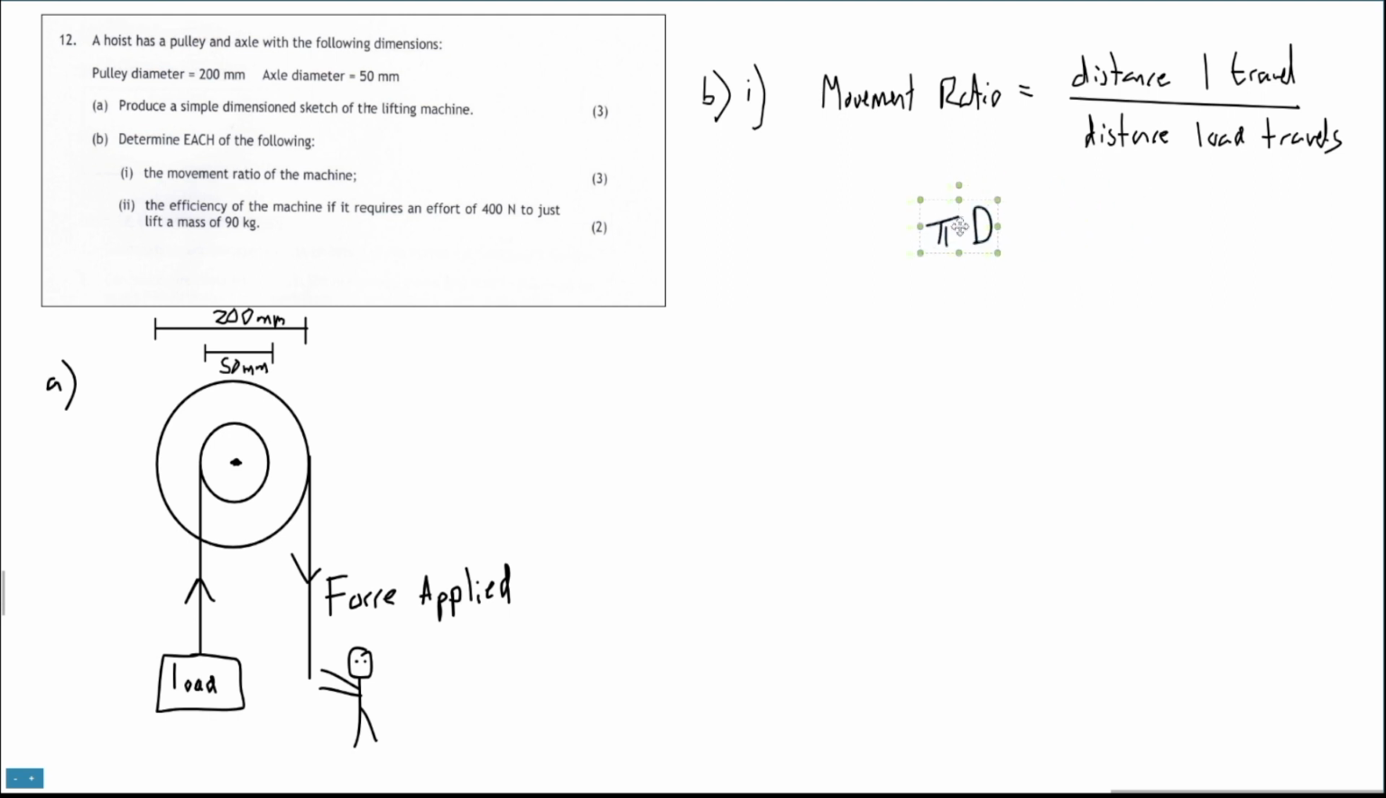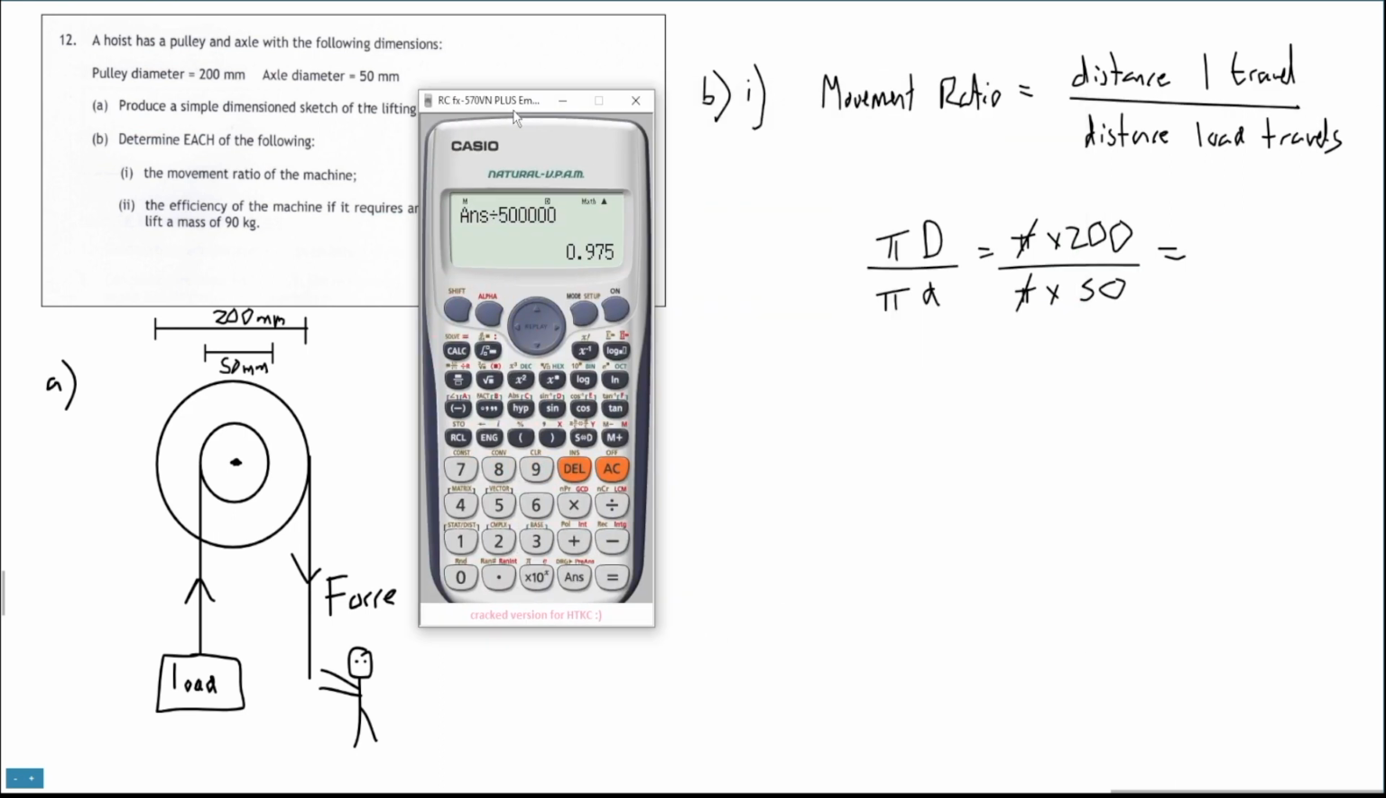So we could say pi big D, divided by the distance the load travels, which will be on the small wheel, and that would be small d. To give you a better idea of what it looks like, it'll be pi times 200, and on the bottom it'll be pi times 50. Now we can just cancel out the pi's and do this calculation of 200 divided by 50. It's pretty obvious, it's 4, so no need to even do it on the calculator, but we'll still do it. 200 divided by 50 is going to give us 4.